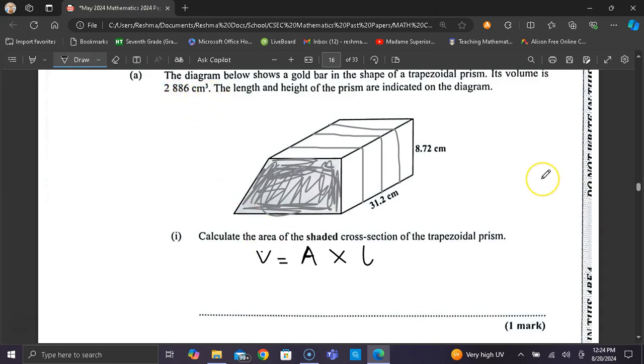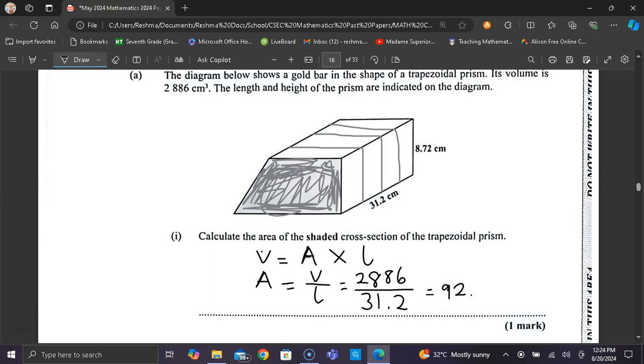2,886 cubic centimeters. So to find the area of the shaded cross-section, we just divide volume by length of the prism. So that will be 2,886 divided by the length, which is 31.2. And our cross-sectional area will give, using a calculator, 92.5 square centimeters. Okay, so that's your 1 mark.